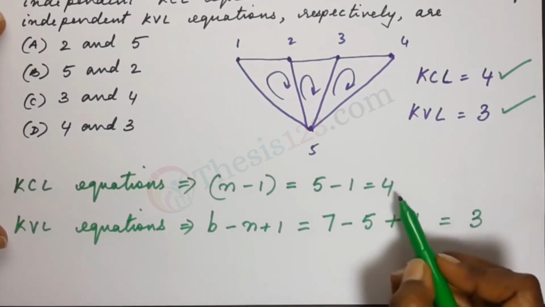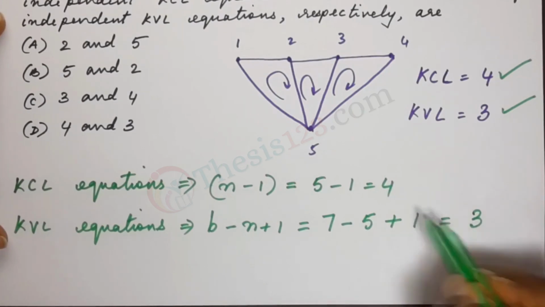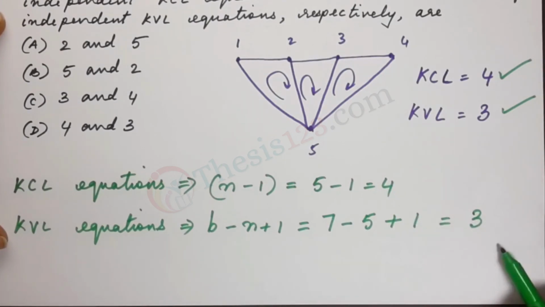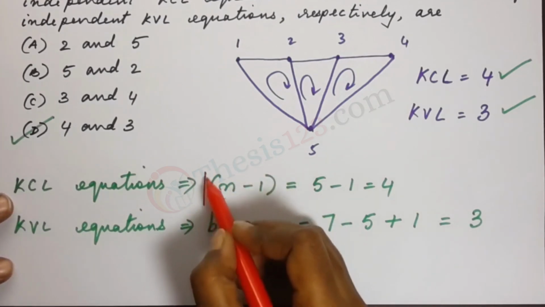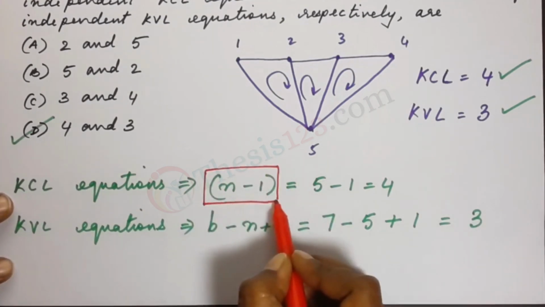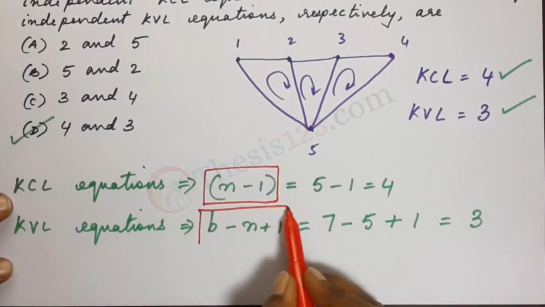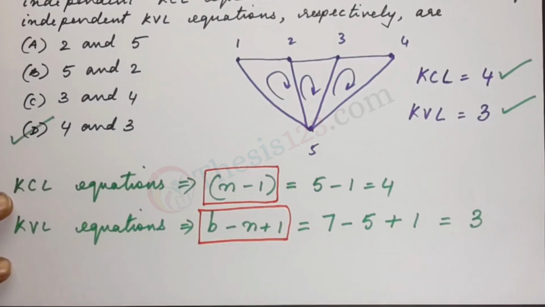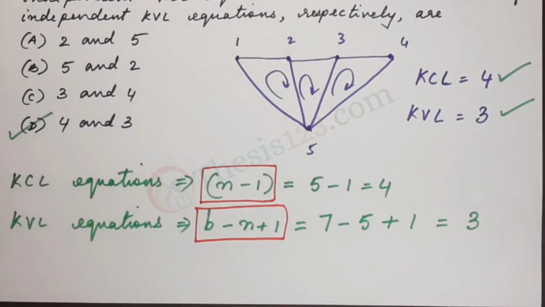Okay. So the number of KCL equations is 4, the number of KVL equations is 3, and that corresponds to option D. It will do good to remember these formulas here, n minus 1 and B minus n plus 1. I hope this has helped.